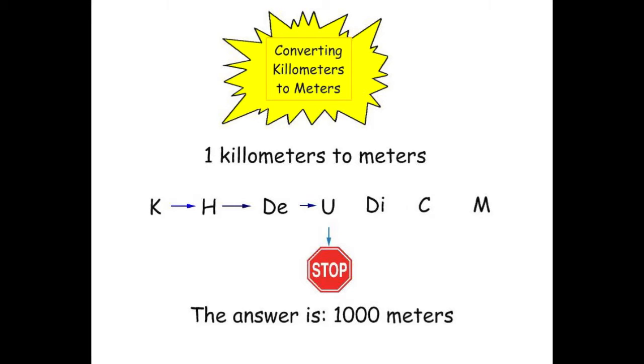So we moved 1, 2, 3 places. 3 is how many times to the right we will move the decimal. Even though you don't see a decimal, there is one after the 1 because 1 and 1.0 is the same number. So we're moving the decimal over 3 places, and in those empty places we're going to put a 0. So our answer is 1,000 meters. So now we know there are 1,000 meters in 1 kilometer.